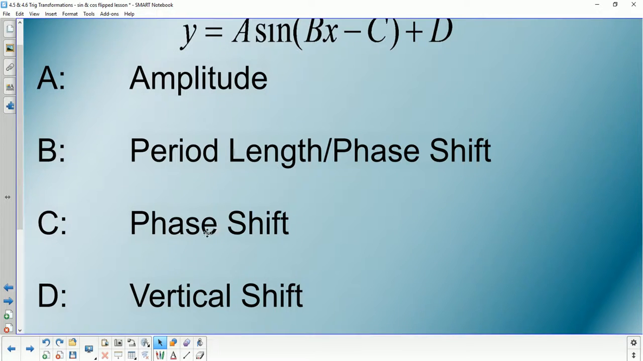Okay, so a phase shift sounds weird. A phase shift just means it moves the graph left to right. So it's kind of like a horizontal shift, but since the graph goes in both directions forever, we give it a different name, a phase shift.